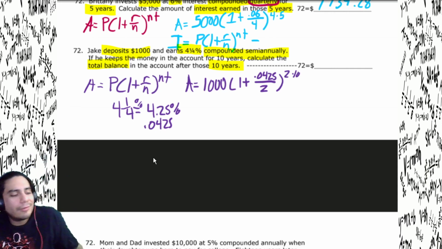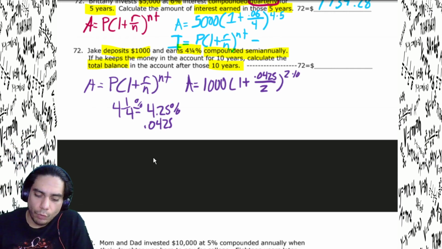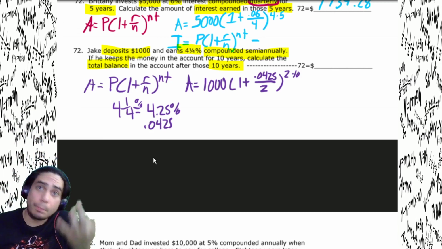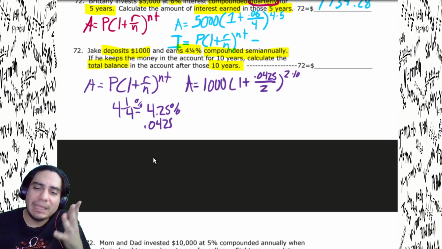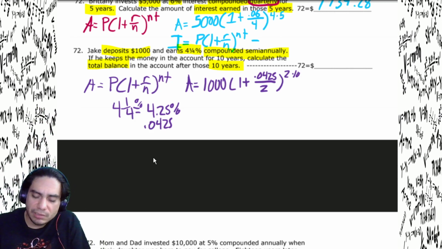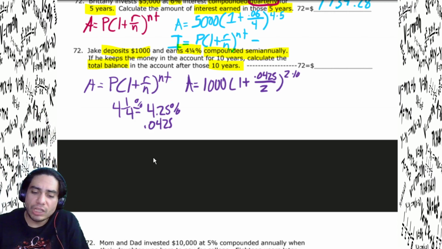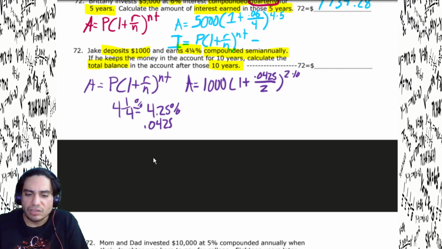Some of you could do this already. I mean, it's pretty easy. 1,000, enter it. 1, enter it. 0.0425, enter it. This is triple enter before we do any real work. 2 divide, immediately hit plus sign because it's in the parentheses. And then we're going to raise it to the 20th power, right? And then we're going to hit multiply. And then we got ourselves a great answer here, okay?